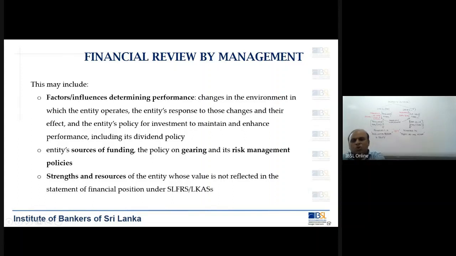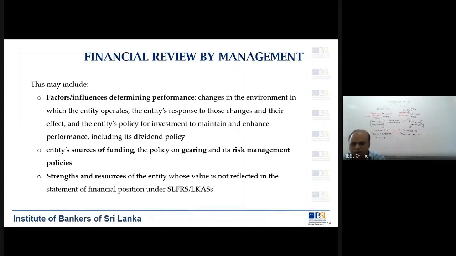So in addition to the financial statements, if you look at a company's annual report, they talk about several other information. This we call the financial review by the management. That is, your corporate management or the directors, how do they see the company's performance? They talk in terms of, this is like a text explanation of your performance.